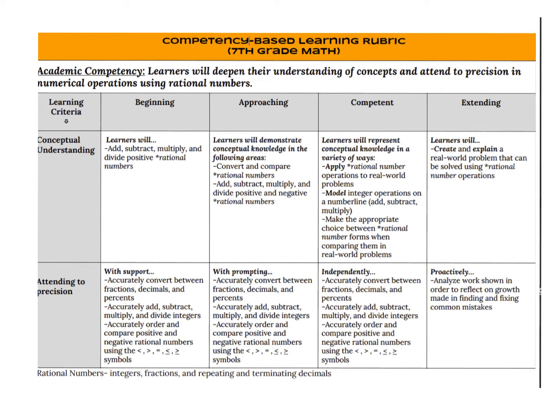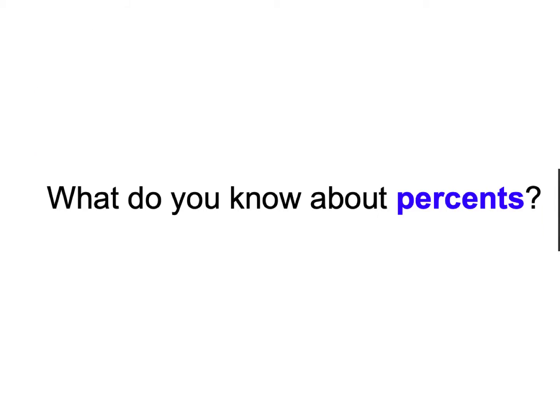But with this lesson specifically, we're going to our numerical operations and rational numbers. We are working with attending to precision, where you have to be able to accurately convert between fractions, decimals, and percents. And you can see it's in every single one, beginning, approaching, and competent, depending upon how you do it, with support, with prompting, or independently. So let's go ahead and get started.